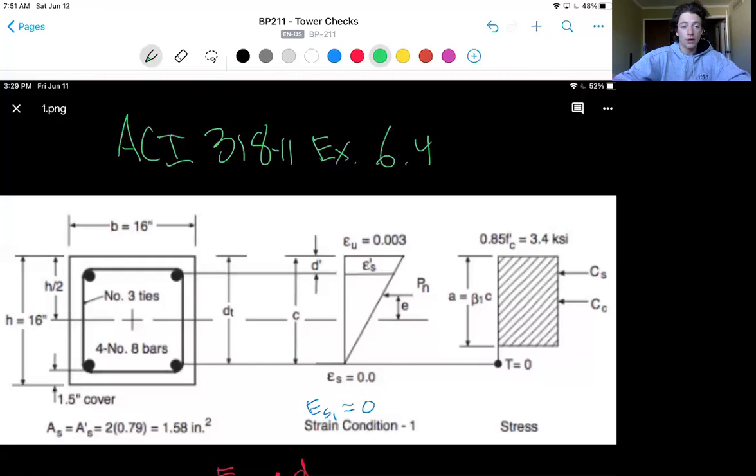So condition 1, the bottom steel strain is 0. This is where the maximum strain at the extreme compression fiber is reached in the concrete as 0.003, shown in the diagram below. First thing we do is back calculate c using the strain compatibility equation 10.2.2.